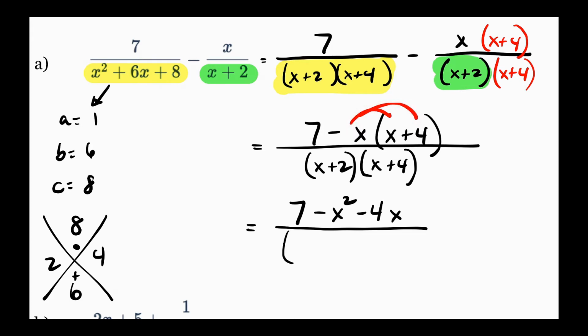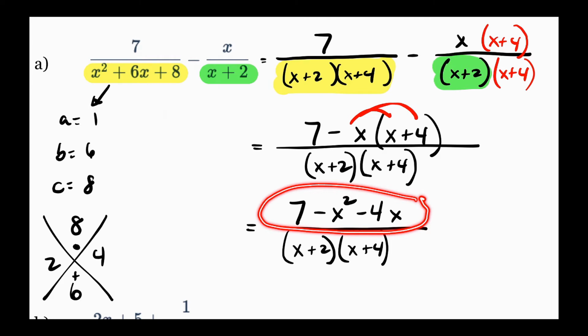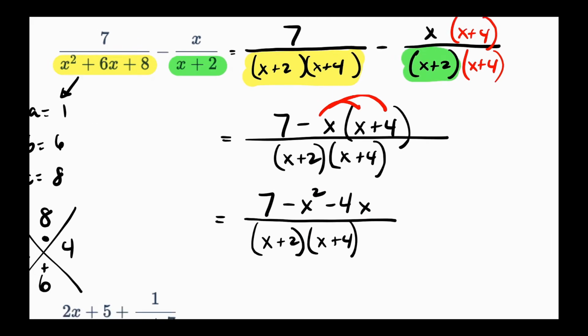The bottom stays the same. We're done with the bottom. I don't want to mess with the bottom because I found the common denominator. Are any of these in the numerator like terms? Can I combine any of those guys? No. So the only other thing that I would do is put them in order. X squared goes first, then x, and then the constant.